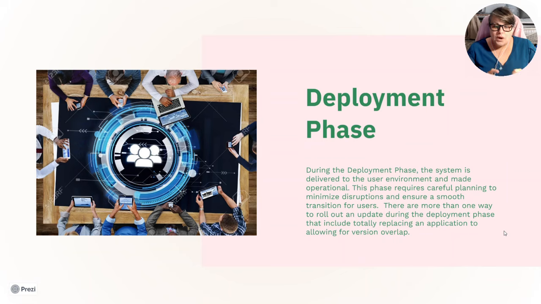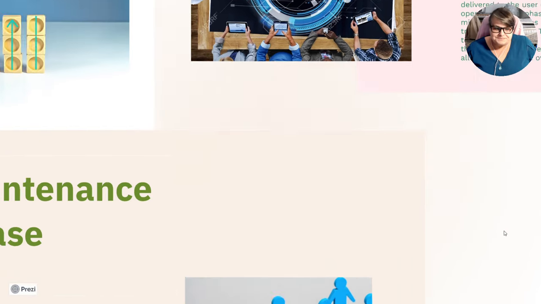There is more than one way to roll out an update during the deployment phase, which include totally replacing an application, or allowing the versions to overlap. When you do the upgrade, you can overwrite what you have, or you can say this one's going to be good for a while and then we'll roll out this one. So there's more than one way to do that.